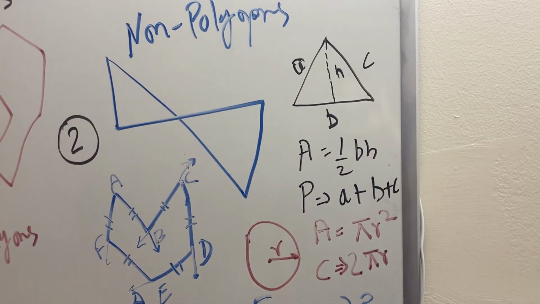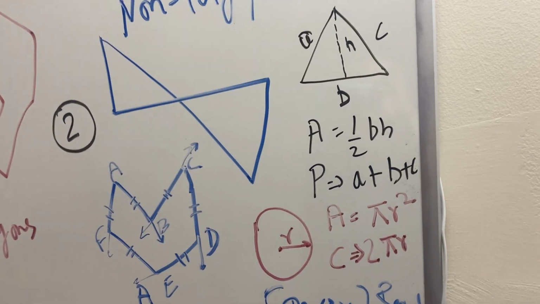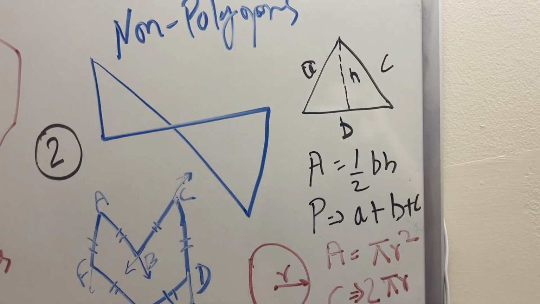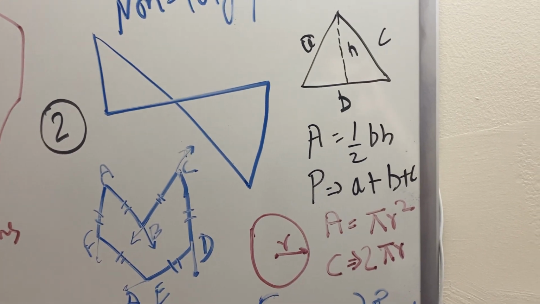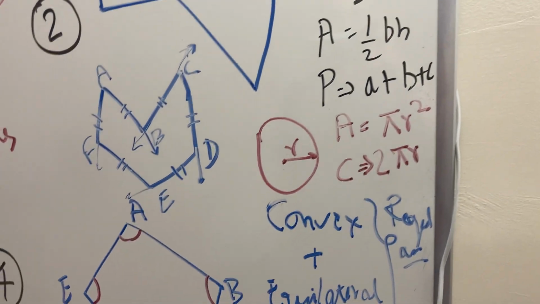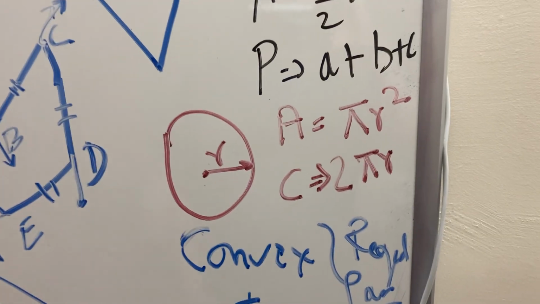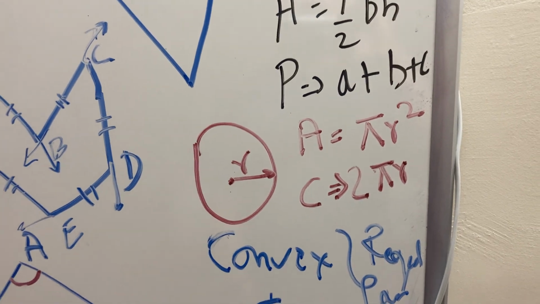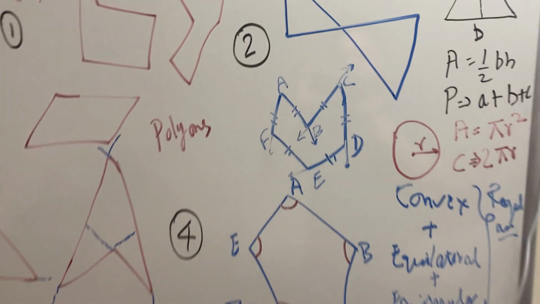And then the last one, we have the areas. These are the basic concepts: the triangle has an area of half of base into height, and the perimeter of a triangle is the sum of all sides, a plus b plus c. Then you have a circle. You get the area with the help of pi r squared, and the circumference is 2 pi r. That's about it.